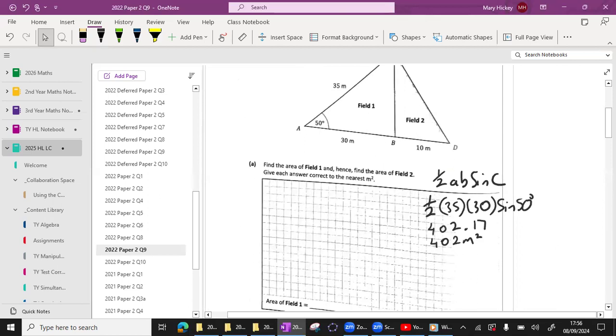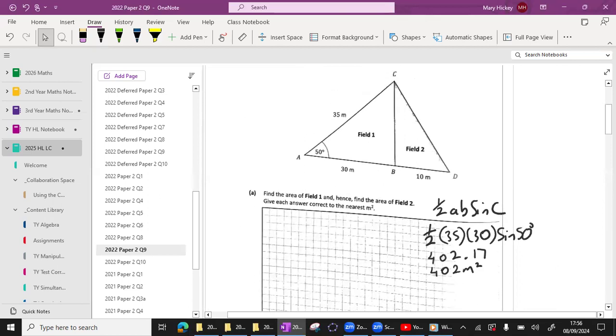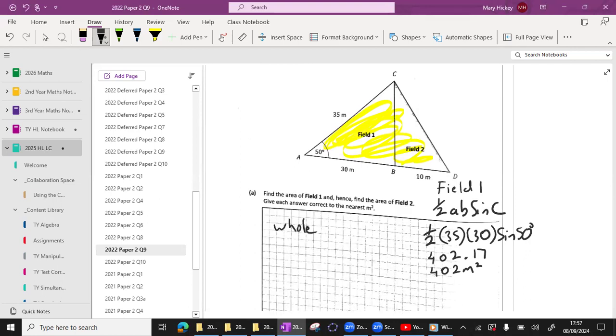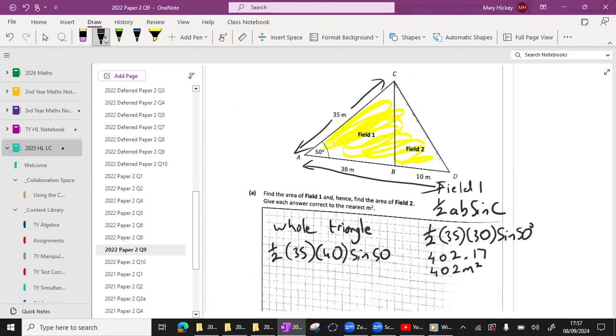Okay. Then it says find the area of field 2. Now, field 2, I don't really have any information in field 2 bar the B to D section. So I think what I'm thinking really is that we're going to use the whole triangle. If I get the area of the entire yellow triangle, and then I take away field 1, that should give me field 2. So that's field 1. The whole, I'm going to use the same formula, half of AB sine 40, because I'm using the entire side of the large is still 50.